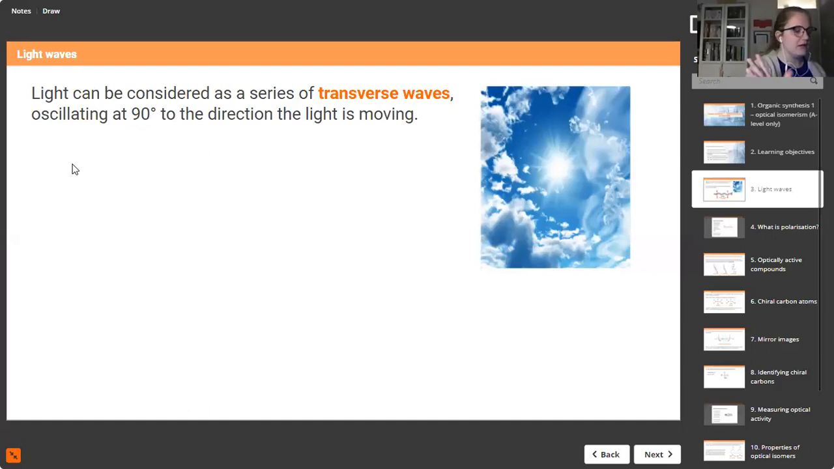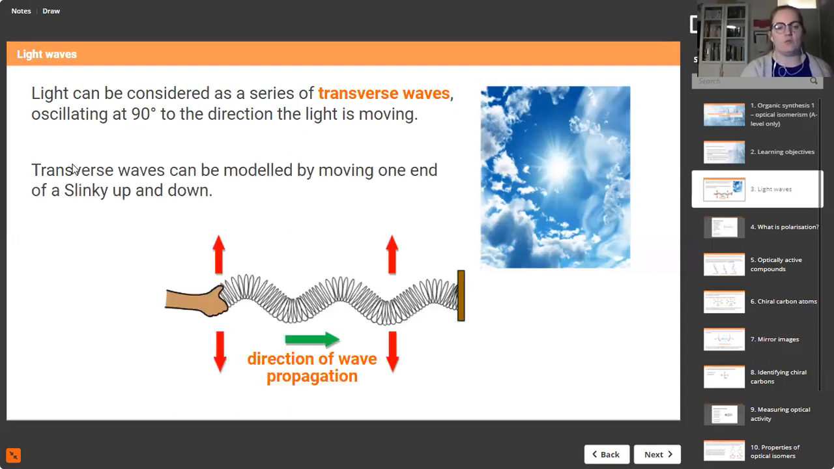Let's talk a little bit about planes of polarized light and light waves, because this is important in optical isomers as well. Light can be considered as a series of transverse waves. If you think back to GCSE physics, we've done lots with slinkies. Transverse waves oscillate at 90 degrees to the direction the light is moving. We can model this by moving one end of the slinky up and down. The direction of the wave is our propagation, and it oscillates at 90 degrees to the direction of the light.